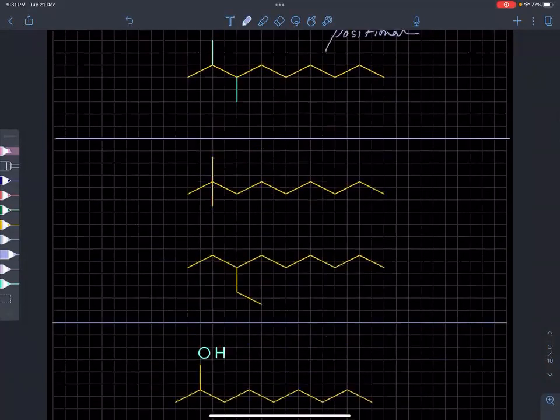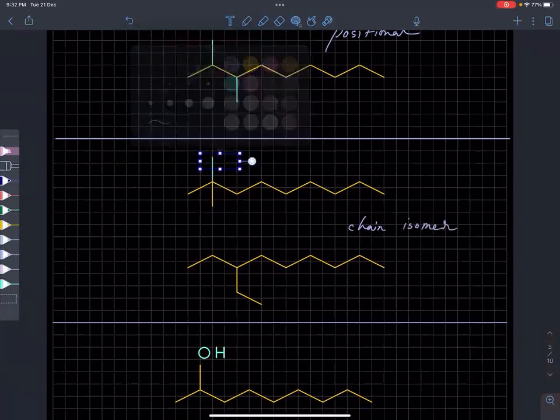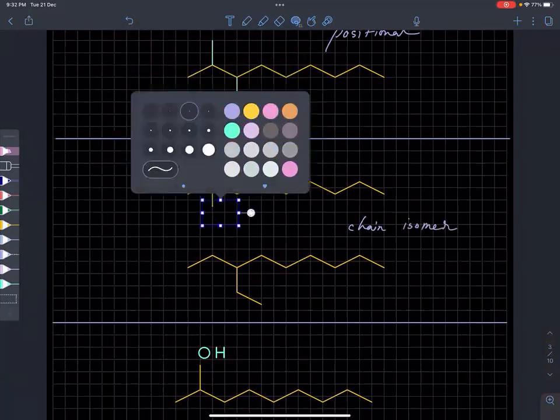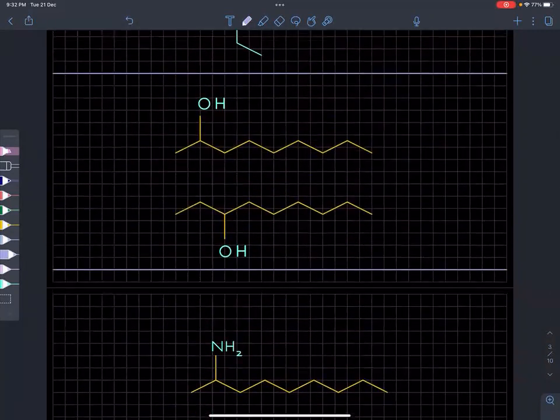What about these two? Chain isomers, sir. These two are chain isomers. The reason these are chain isomers is that the substituents are different. The parent chain is the same, but the substituents are changing. Here, there are 2 methyl groups, which are substituents. And in the second case, there is only 1 ethyl group. Even though the parent chain is the same, if the substituents are different, then they are chain isomers of each other.